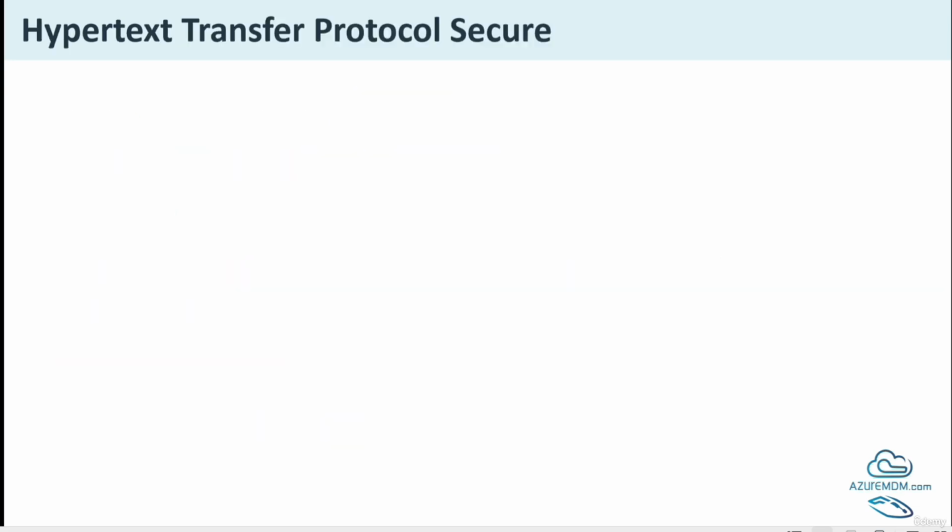Now we'll understand about the Hypertext Transfer Protocol Secure, HTTPS. It is a secure version of HTTP that encrypts data sent between your browser and website, keeping your information safe from hackers. It uses SSL/TLS encryption to protect passwords, credit card details, and other sensitive data. You can tell a site uses HTTPS if it has a padlock icon in the address bar.